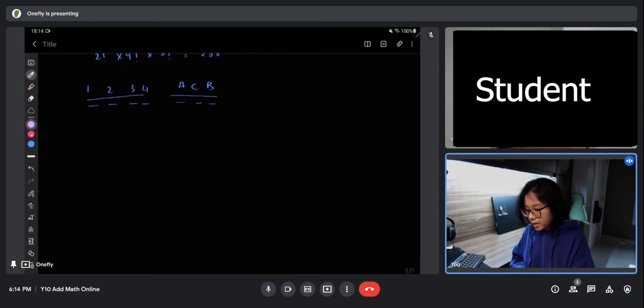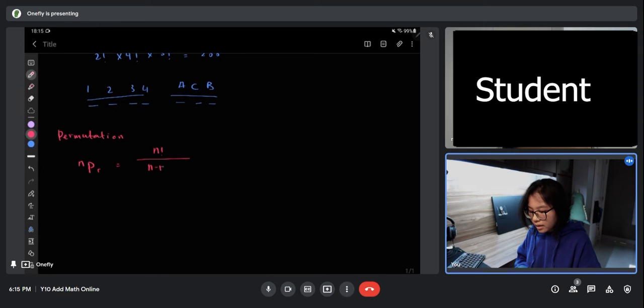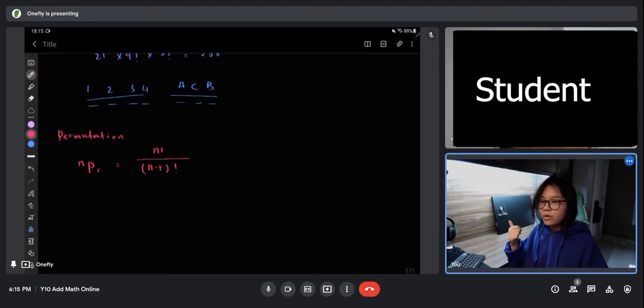Right, let me give you a definition. Not definition, formula. Permutation is given by nPr. The formula is n factorial over (n minus r) factorial. It's just like the one you said just now, 7 factorial over 4 factorial. Then you just want to find 7 times 6 times 5.